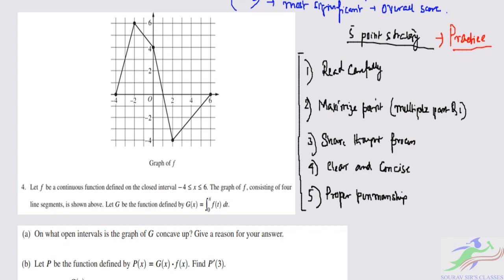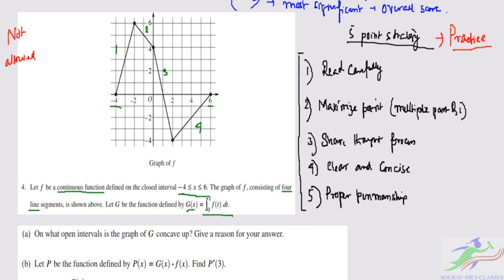In question number 4, you can see that graphing calculators are not allowed, so you have to do it by hand. The question says: let f be a continuous function defined on the closed interval -4 ≤ x ≤ 6. The graph of f, consisting of 4 line segments (1, 2, 3 and 4), is shown above. Let g be the function defined by g(x) equal to the integral from 0 to x of f(t) dt.